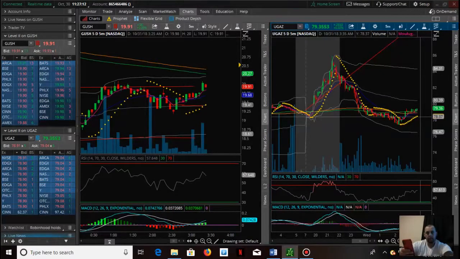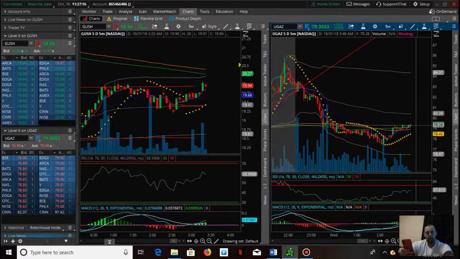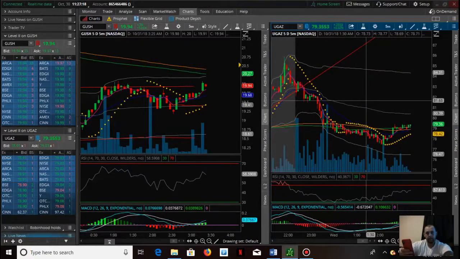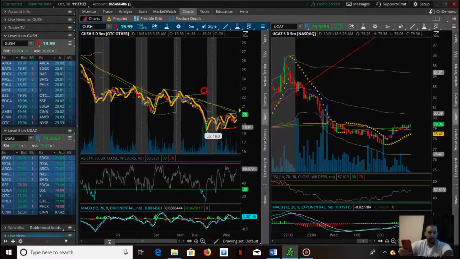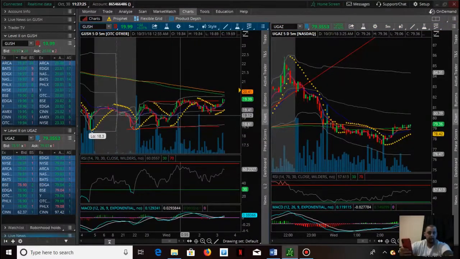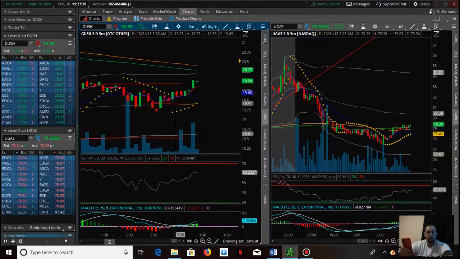Especially up toward the parabolic SMR is strong. That's a trend guider. The exponentials are strong. I mean, we got a lot of strength there. And honestly, we have a lot of strength here showing higher highs coming up with Gush as well. I mean, both of them are really strong.